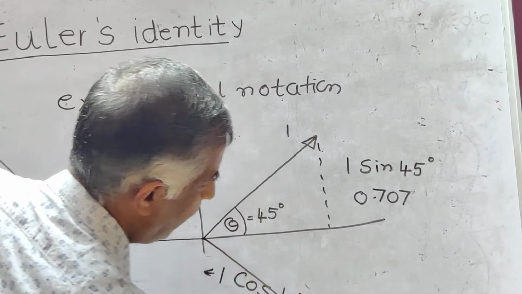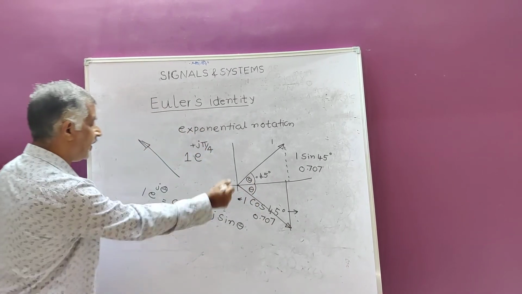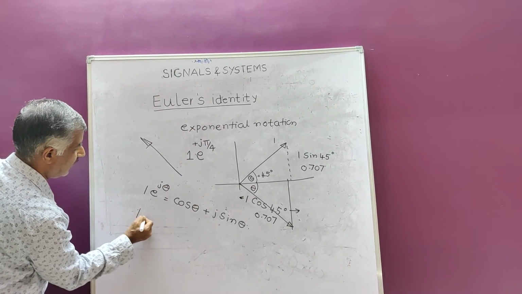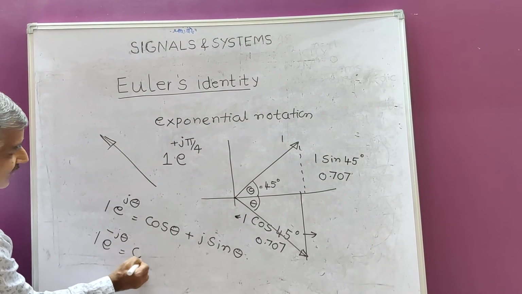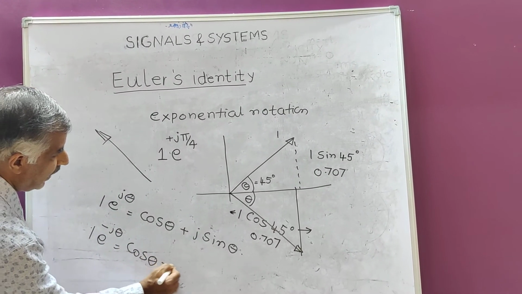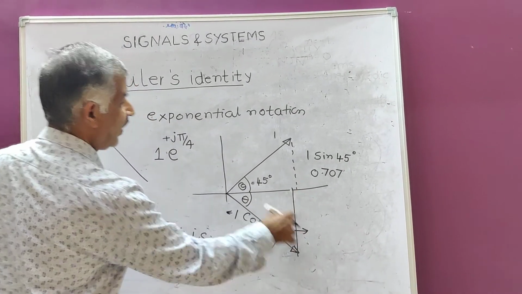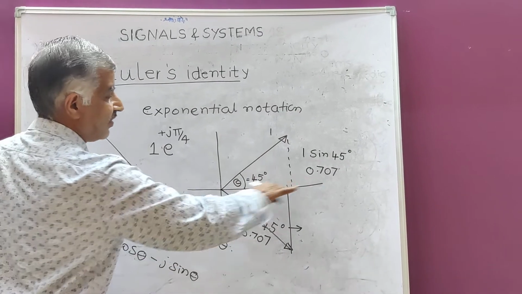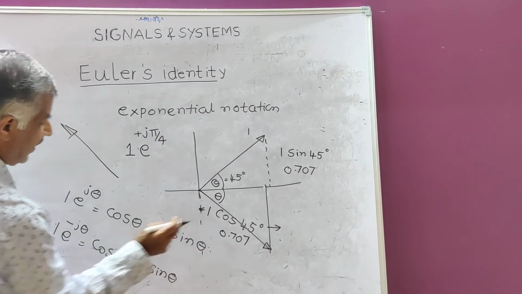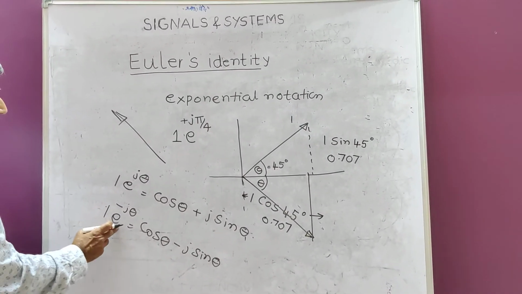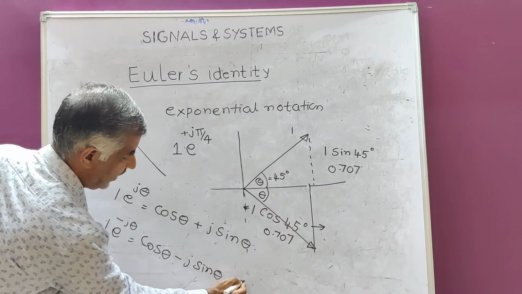If the phasor is represented like this, where theta is negative, you have to write it as 1 e power minus j theta is equal to cos theta minus j sin theta. The reason is the vertical component is below the real axis, so it is taken with minus sign. And that is why 1 e power minus j theta is equal to cos theta minus j sin theta.